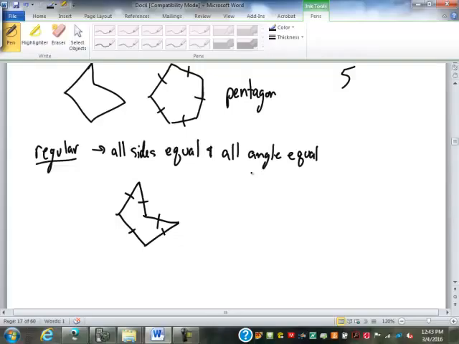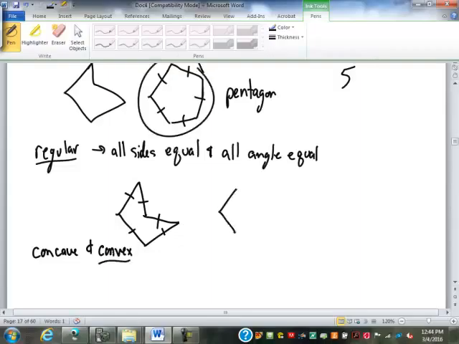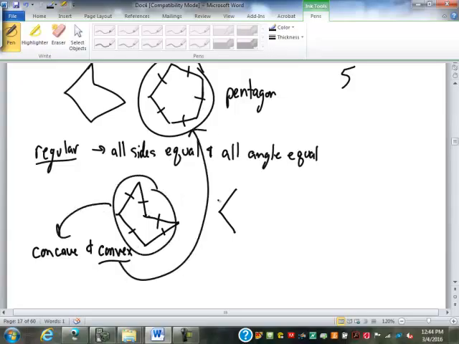So that leads us to something called concave and convex. Convex is what we're used to. Well, this one right here, that's convex. Concave is where one of the sides is caved in, like this one here. That's concave. Does that make sense?